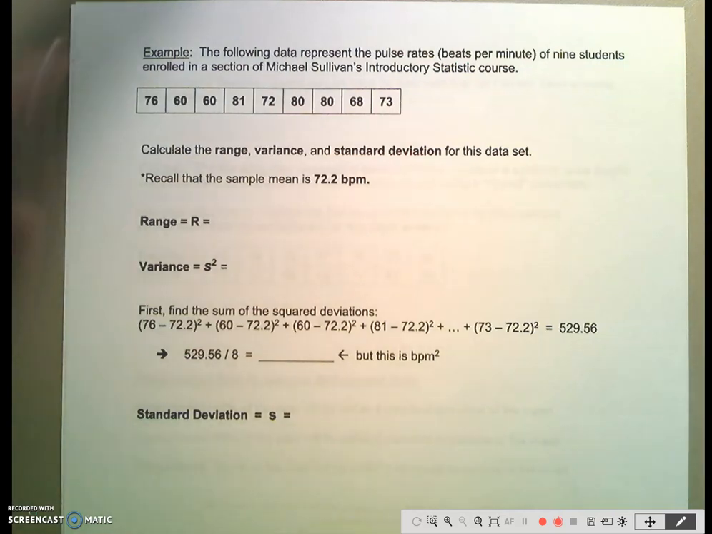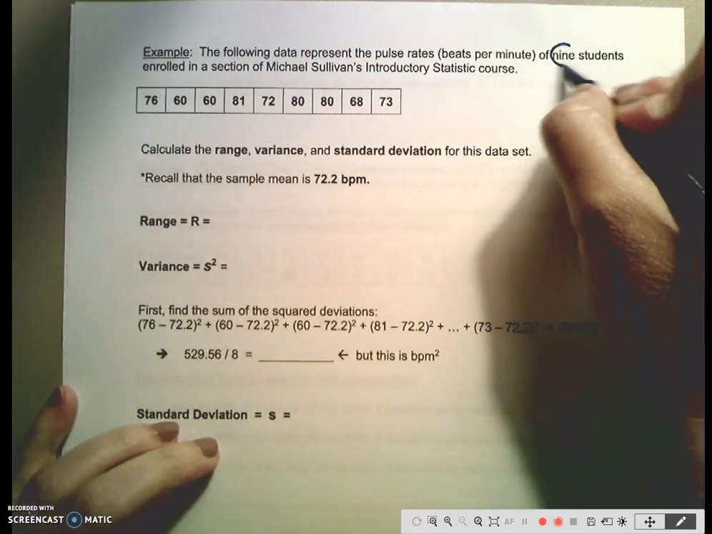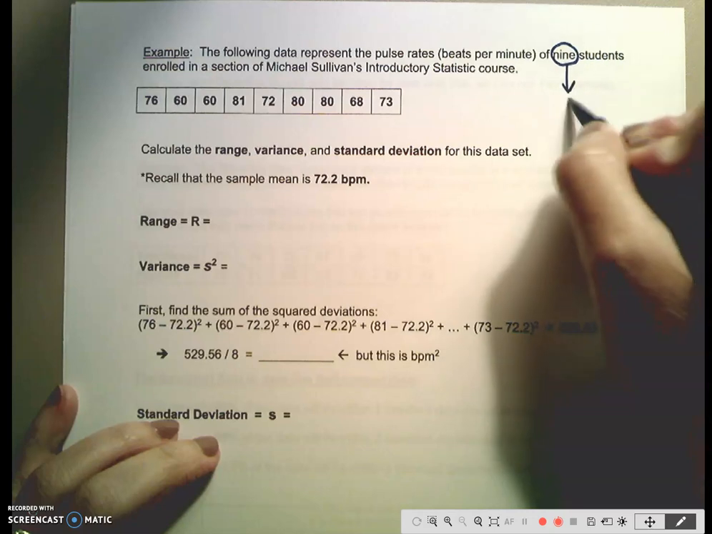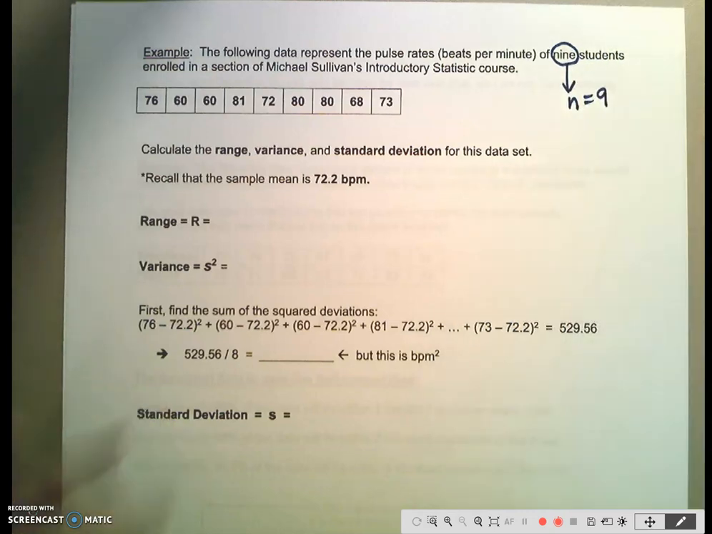For this example, it's the same as the one we saw before. It's the pulse rates in beats per minute of 9 students enrolled in Michael Sullivan's introductory statistics course. So if there's 9 students, again, that means that n is equal to 9. That's our sample size, because remember we talked before about how this is a sample. It's not all of his students. He doesn't just have 9 students.